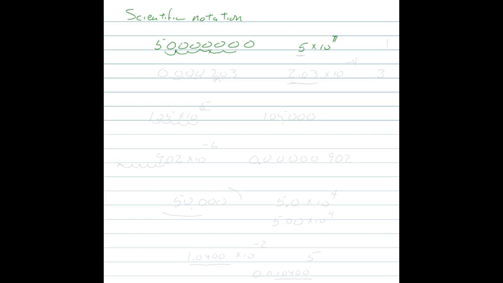very small numbers, 0.000203. 2.03, put a decimal point after the first non-zero number, times 10, because this is a small number, it's going to be a negative 1, 2, 3, 4.